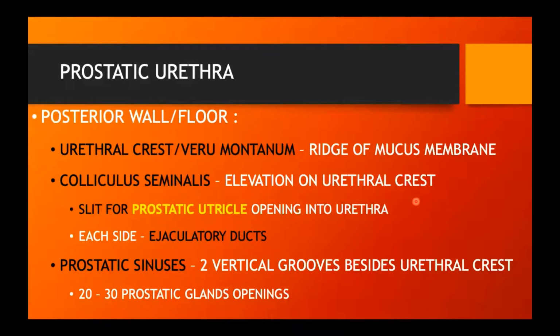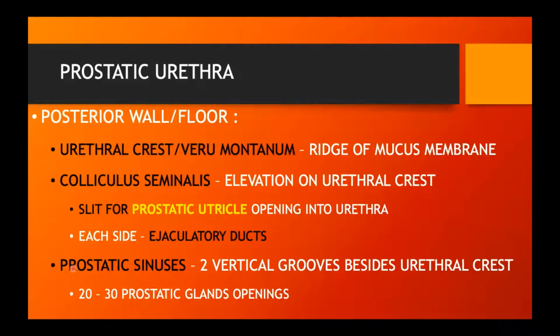Another feature we need to understand here is the colliculus seminalis. It's a small elevation on the urethral crest itself. This colliculus seminalis has a slit for the prostatic utricle opening, which opens into the urethra. On either side of the prostatic utricle opening, we have two other openings for the ejaculatory ducts. So on the colliculus seminalis, we have three openings being seen: one middle opening for the prostatic utricle, and two other openings on the sides for the ejaculatory ducts.